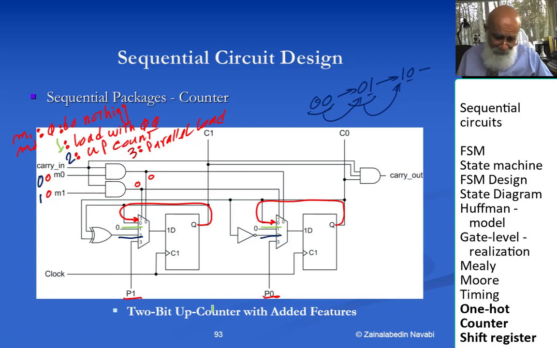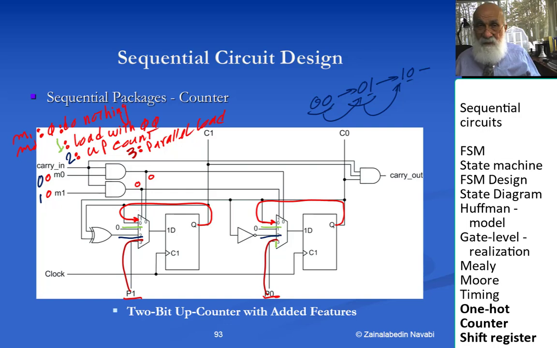And then finally, if my input is 3, then this is going to be selected, and therefore I'm putting the parallel load into this counter. In addition to everything that I have shown about this counter, which has 4 modes of doing nothing, resetting to 0, counting up, and doing parallel load, there is something else about this counter, and that is the carry out concept that is very important.